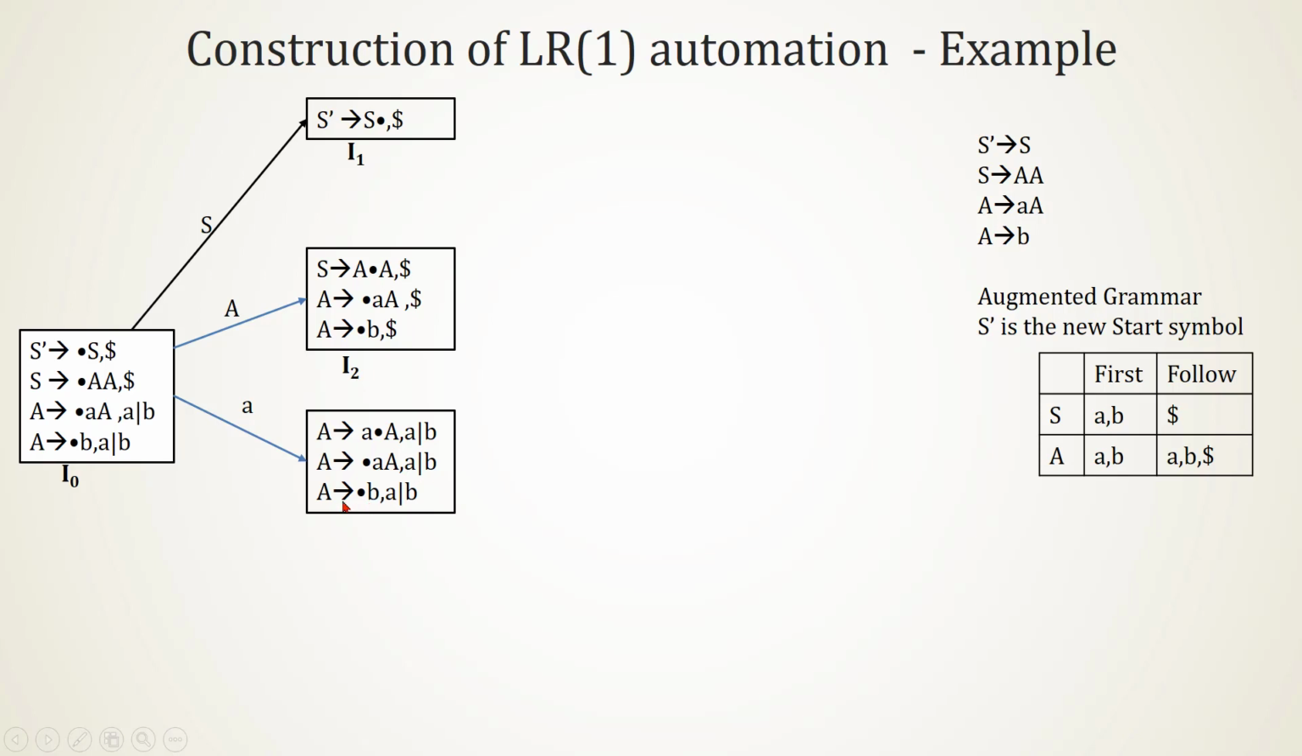Similarly, here also I have a production A derives dot B. There also A and B are added as the look aheads. Okay, next, this item will be numbered as I3.